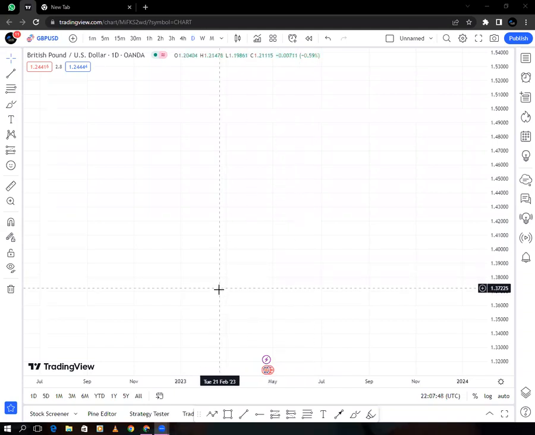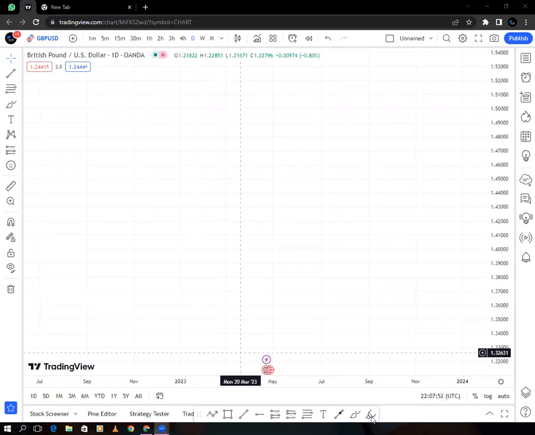Today's lesson I'm going to teach you how to draw your order blocks, how to put them in the correct way. Let me type it a little bit faster.